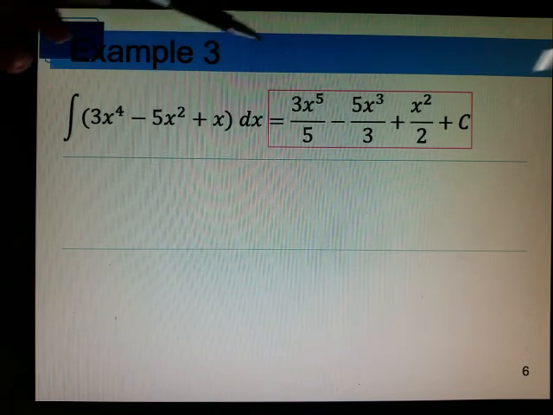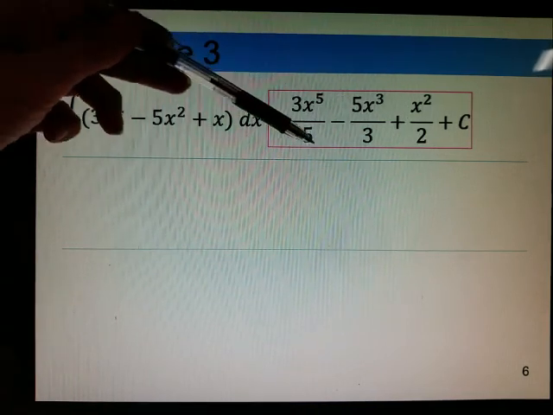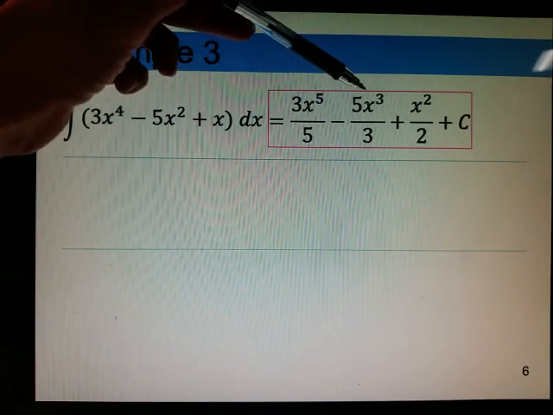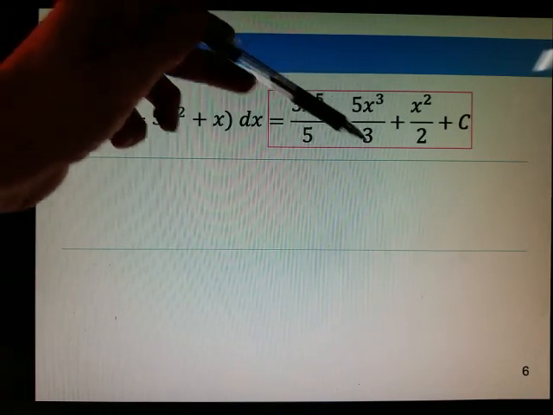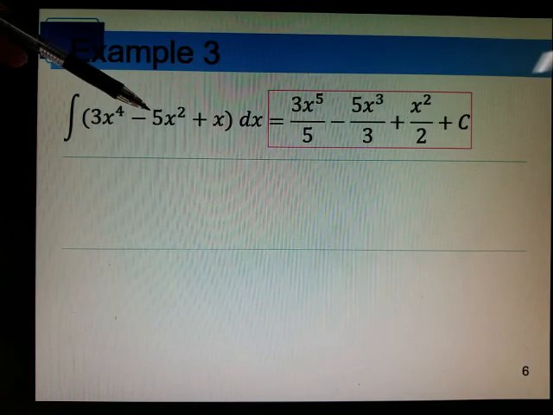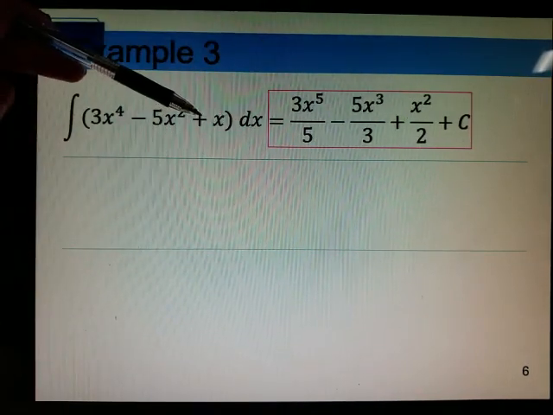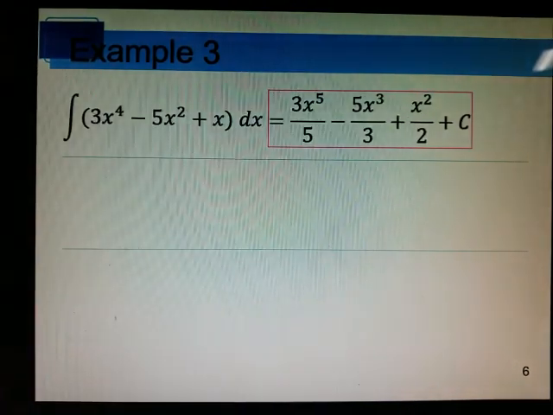Because if you take the derivative of each of these, this 5 would bounce to the front, and it reduces with that one, and drop it 1. It goes right back to this. Again, the 3 would go to the front, well, those 3's divide, and drop it 1. Perfect. Again, the 2 to the front, they reduce, drop it 1, x to the first. And derivative of any constant is 0.